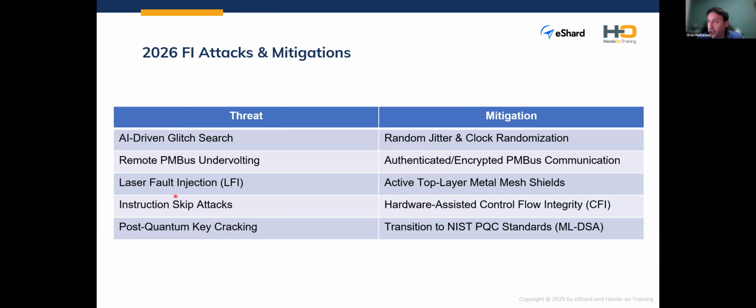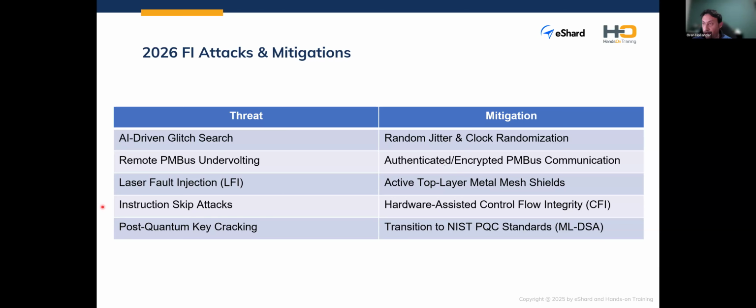For instruction skipping, the idea is to have hardware-assisted control flow integrity. This is something that we see already built into ARMv9 and modern RISC-V architectures. The idea is that the hardware maintains a shadow map of where the program is allowed to go. In ARM, we call that realms. If a glitch caused the CPU to jump to an unauthorized memory address or skip a branch, for example, the hardware detects a control flow violation and then halts the system instantly. That means you are moving the security logic from the vulnerable software into the hardware silicon pipeline.